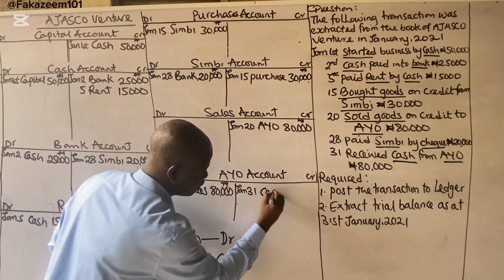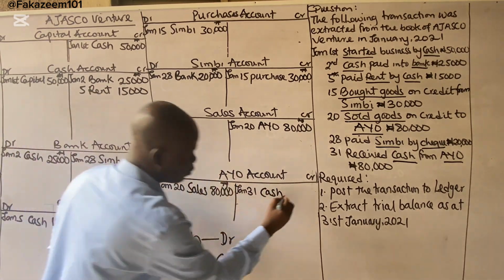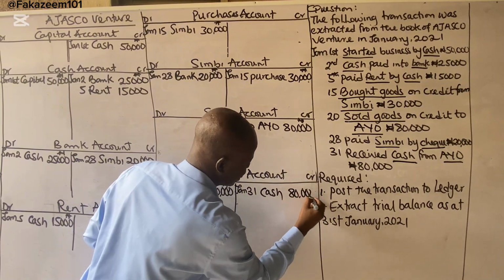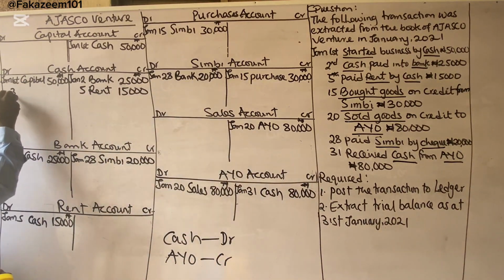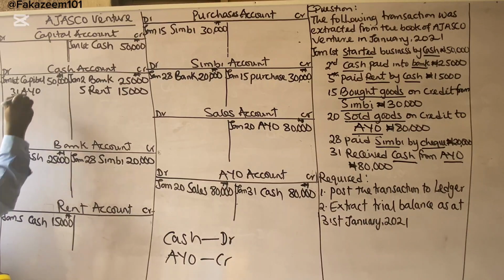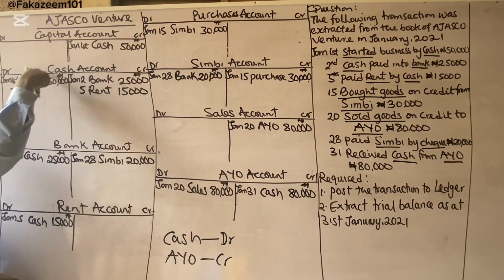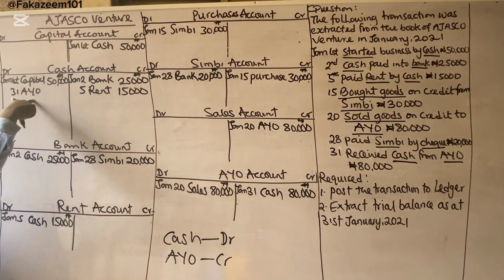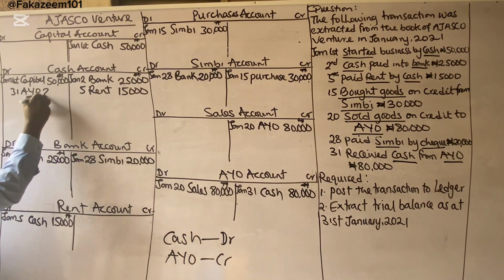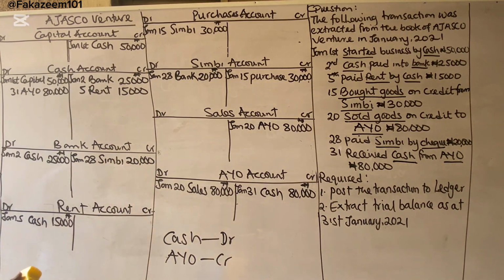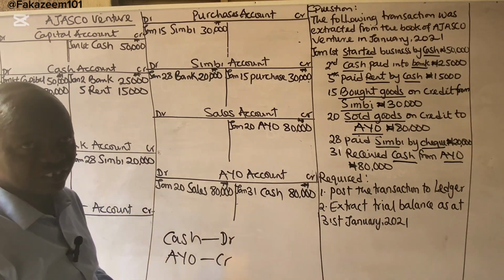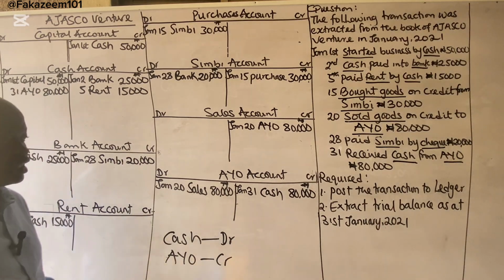His particular will be cash. How much? 80,000 naira. We go to cash account on the 31st and put Ayo, meaning we receive cash. Ajasco Venture receives cash from who? Ayo. How much? 80,000 naira. We have come to the end of posting. What does this mean?